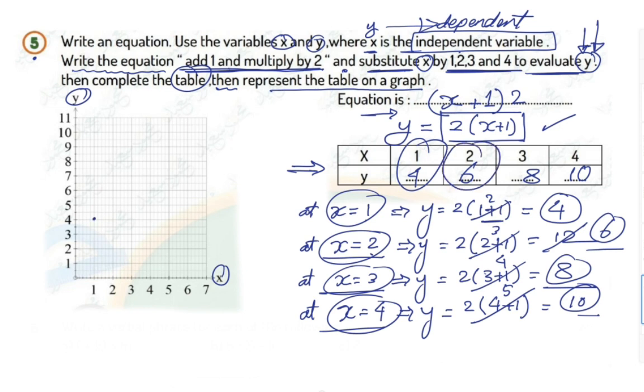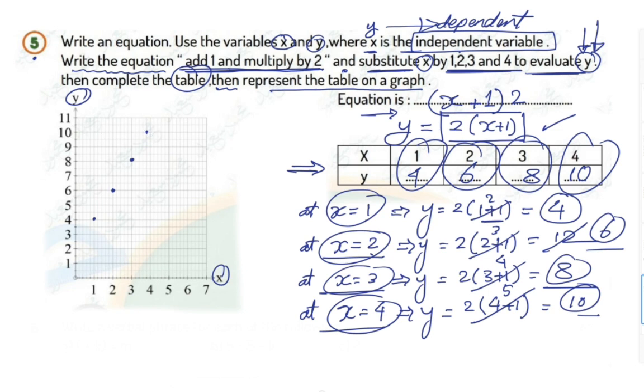Second ordered pair, 2 and 6. 2 on the x-axis and go up to meet 6 on the y-axis. Third ordered pair, 3 and 8. 3, and go up to meet what? To meet 8 here. Last ordered pair we have 4 and 10. So start from 4 on the x-axis, go up to meet what? To meet 10 on the y-axis.